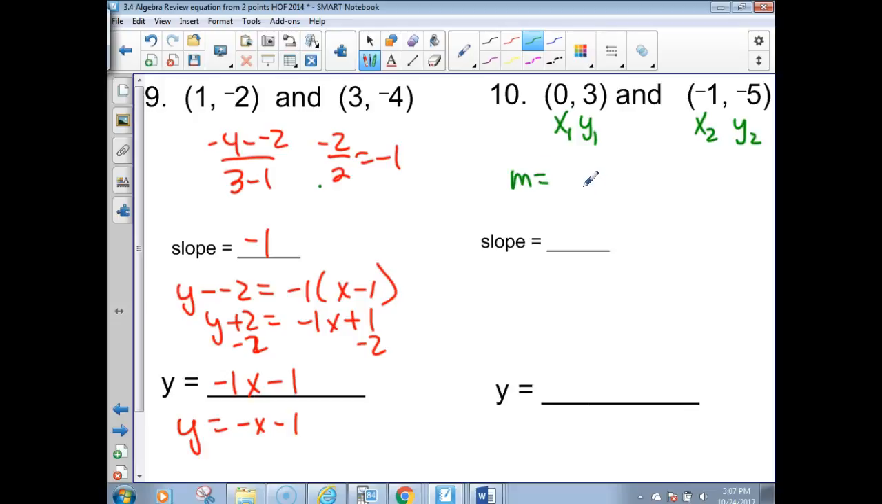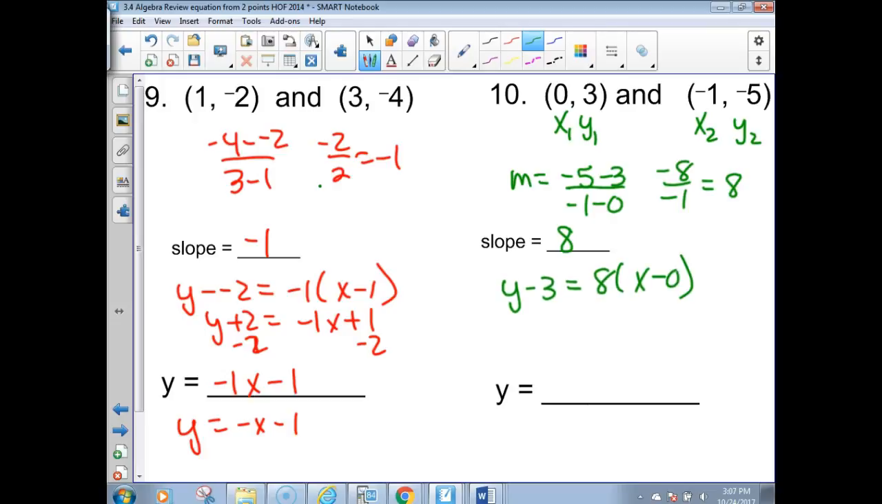Okay, who's still working on 10? Okay, I just wanted to wait, so everybody has a chance to try it. We'll double check your slope before you go on. I got 8 for my slope, 8 over 1. Okay, you can check 10 now when you're done.